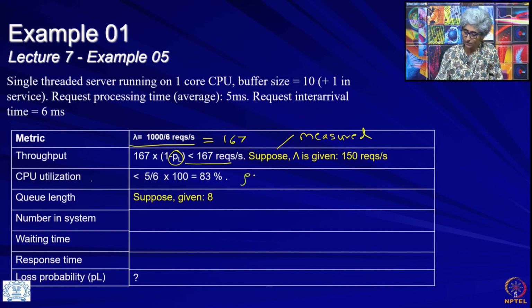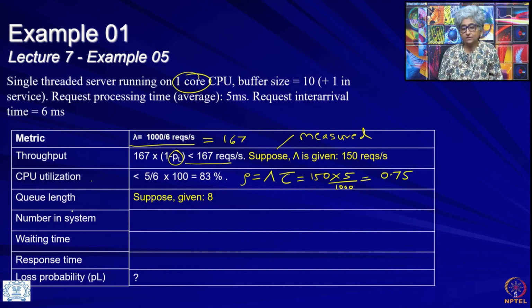We know that CPU utilization should be equal to throughput multiplied by tau. We just have one core, so there is no divided by C. So, this is 150 multiplied by tau, which is 5 divided by 1000 because 5 is in milliseconds, and so this is 0.75. So, from here we get the utilization.